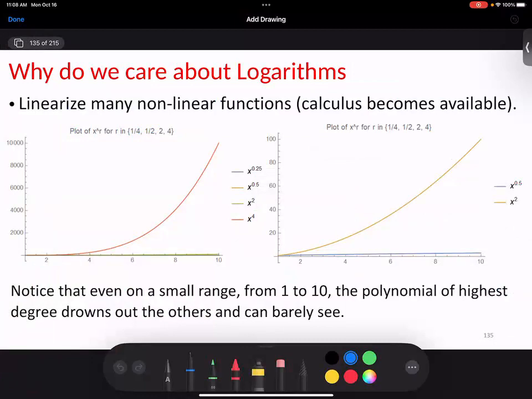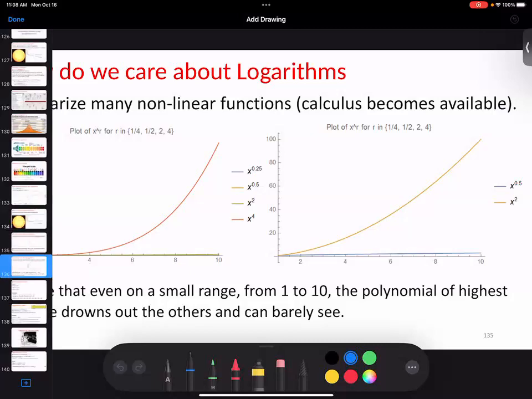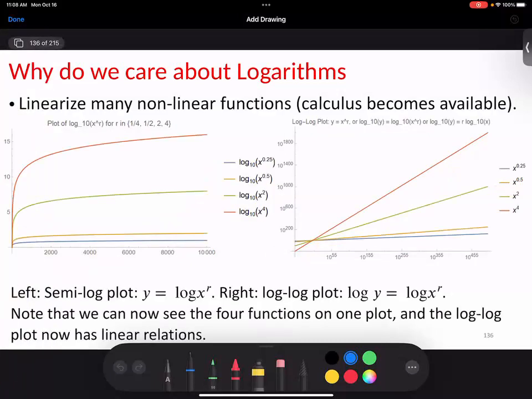And just plotting x squared and x to the 0.5, I can see them, but there's a tremendous difference in magnitude. And as x gets larger and larger, it's going to be tremendously difficult to really see what's going on. If I take logarithms, it's very different. And so there's the semi-log plot and there's the log-log plot. If I just do a semi-log plot, I'm going to still plot the x-axis as normal, but the y-axis is going to be the log of the number.